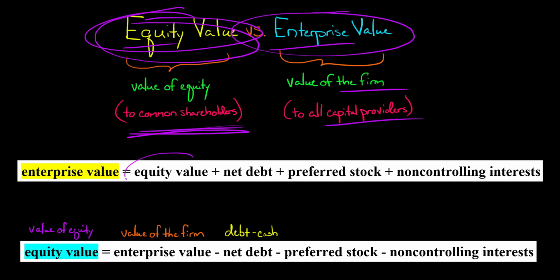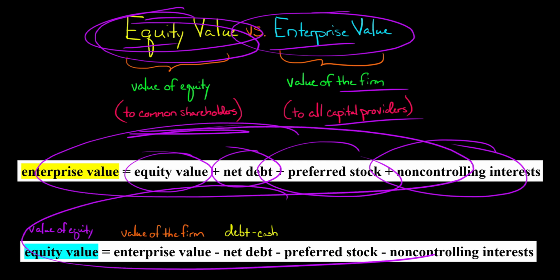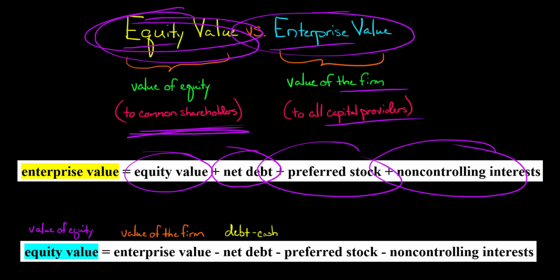So we calculate the enterprise value as follows. It's equal to the company's equity value plus net debt, where net debt is the company's debt minus cash and cash equivalents, plus preferred stock if the company has any, plus non-controlling interest if the company has any. Now, we can rearrange this equation as follows to get the implied equity value.